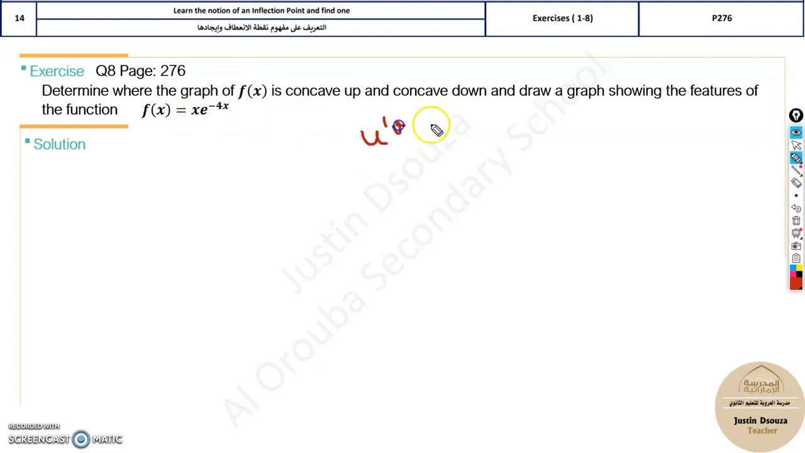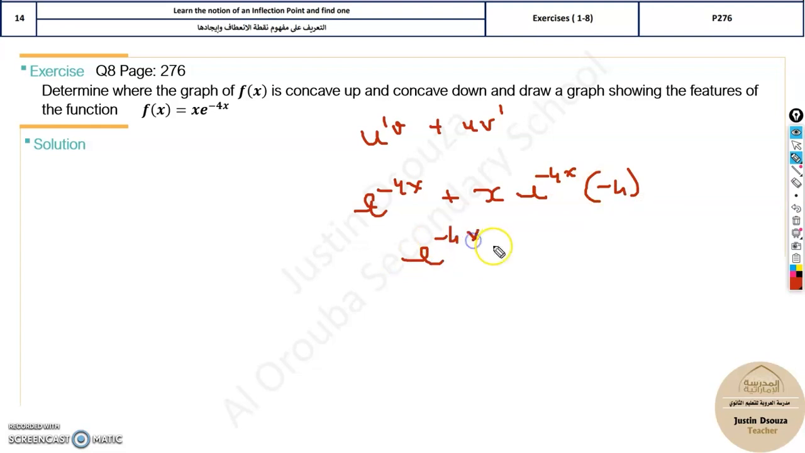Remember, it is u dash v plus u v dash, and just apply. Now this is the first function, second function. All you need to do is derive your first function, which is 1, so I won't write it. Just write e to the power minus 4x. And then plus u as it is, that is x as it is, and over here e to the power minus 4x, because the derivative of e^x is e^x itself. But it's the chain rule, so derive minus 4x, it'll be minus 4. So the answer is e^(-4x) minus 4x e^(-4x).